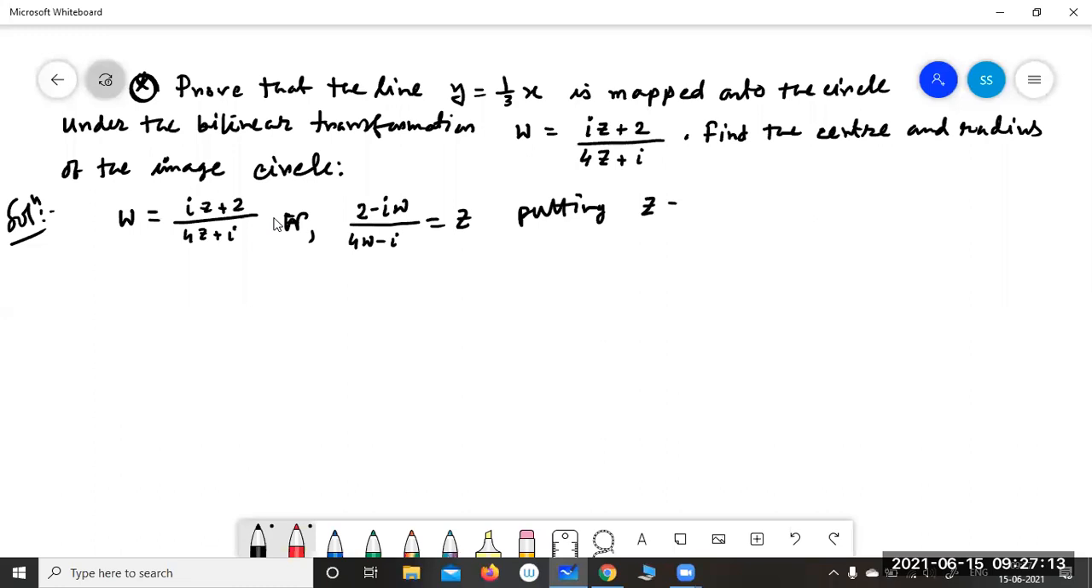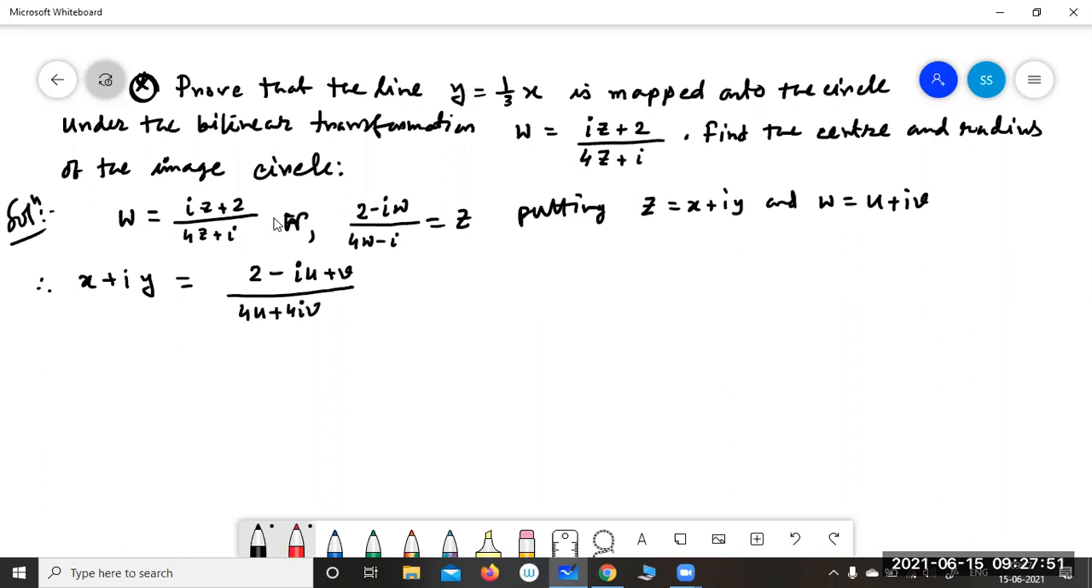Now we put z = x + iy and w = u + iv. Then we can write x + iy = (2 - iu + v)/(4u + 4iv - i).